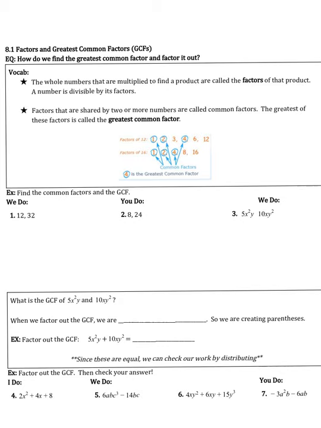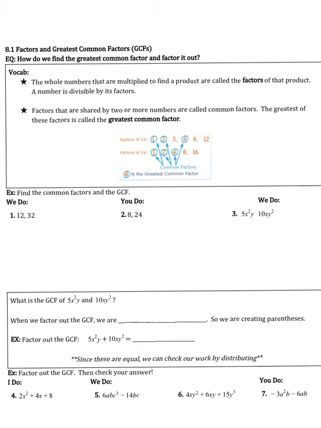So 8.1, factors and greatest common factors. Let's just refresh our memory in case you have forgotten what a factor is, because I have already said that word a lot today and I really want to make sure that we're on the same page. Our essential question today: how do we find the greatest common factor and how do we factor it out?